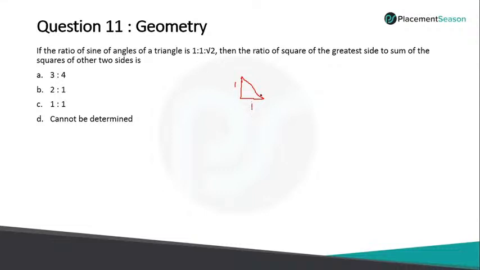The sides are 1, 1, and the hypotenuse should be root 2, and the greatest is root 2. So the square of the greatest, if I square root 2, is 2. This ratio to the sum of the squares of the other two sides: 1 square is 1, again 1 square is 1. The sum of these squares is 2, 1 plus 1 is 2. So 2 is to 2 is nothing but 1 is to 1. Right? Simple question.